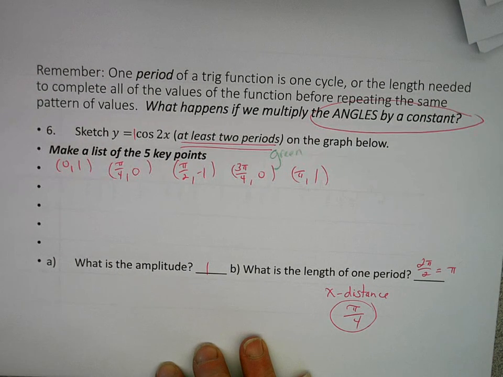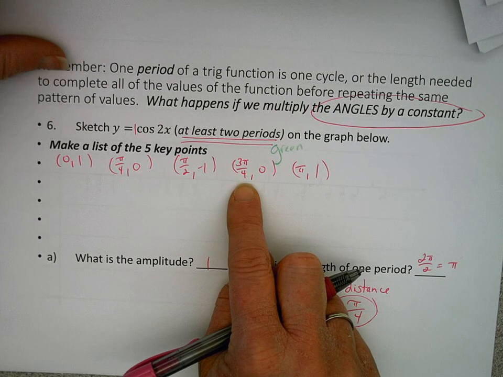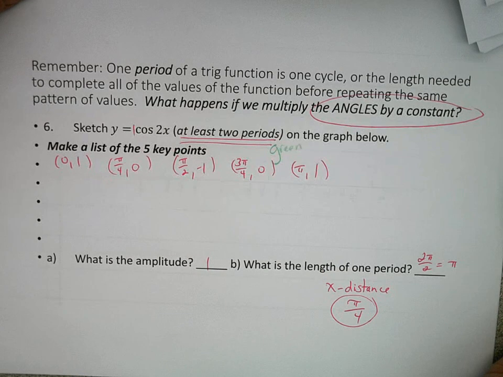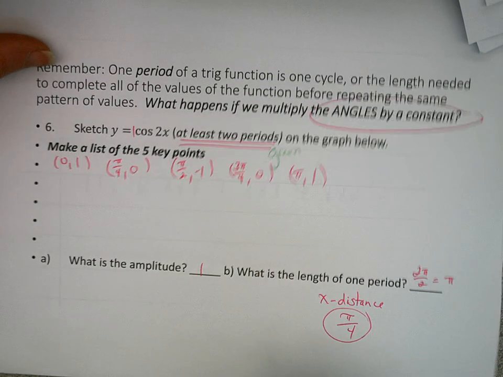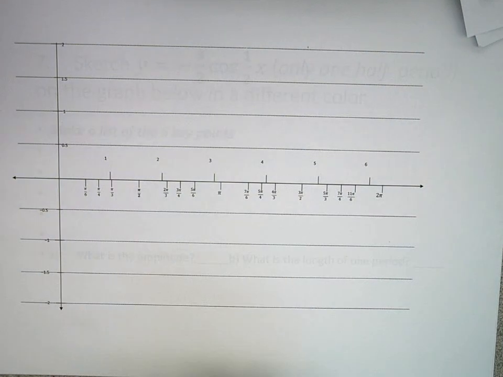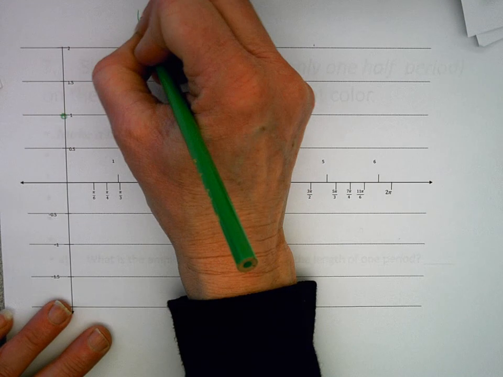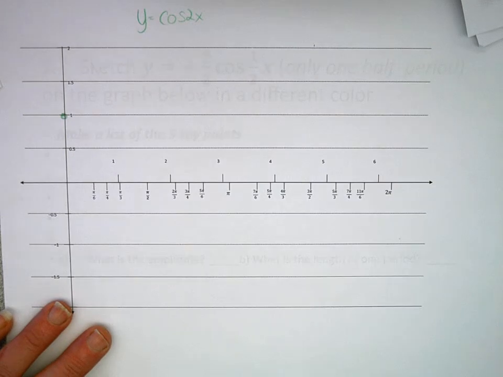Again, this point right here a lot of times has a 3 in it, or it does before you reduce it. Okay, so again, I'm going to make this green, and I'm going to go down to the graph, and I'm going to do at least 2 periods. Okay, so here's the graph. So the first point is at 0, 1. I'll put up here y equals cosine 2x. That's the graph I'm doing in green.